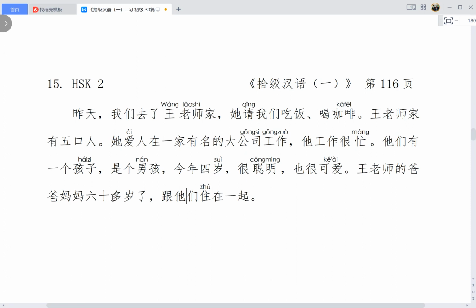And the last point here is 六十多岁. So 多 after the number means 60 and more. And how many? Actually, we don't know. This is a way to indicate an approximate number in the Chinese language.